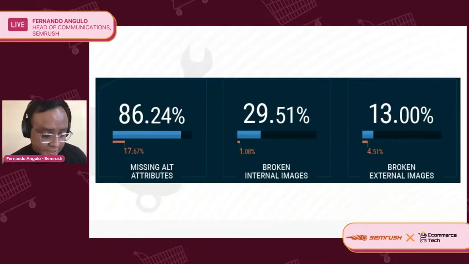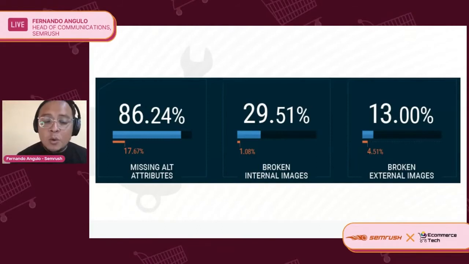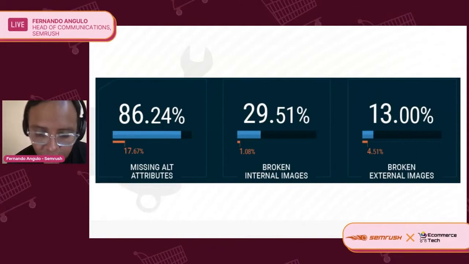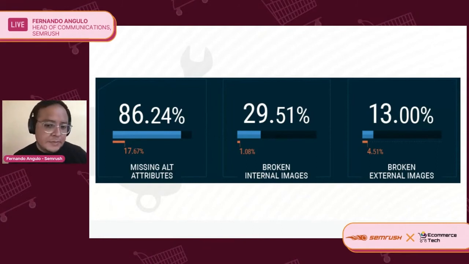First, with image search results. Second, with the featured snippet result. Because if you don't have any attributes, we have noticed that Google is not going to add that image into your featured snippet. It's going to search for another website that has that attribute, the description of what that image shows. Then we can see the broken internal images, so images that don't exist anymore, or broken external images that don't exist on other websites.